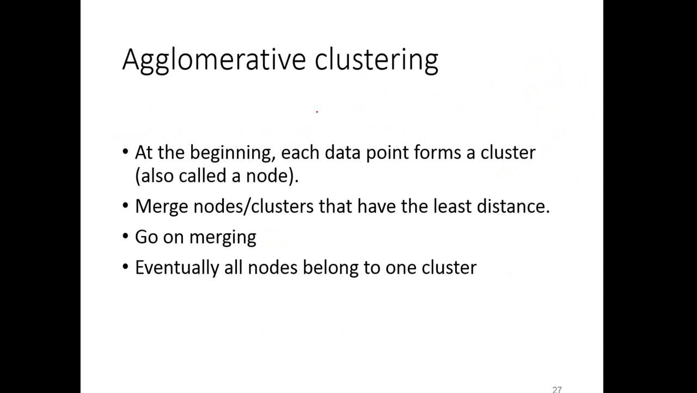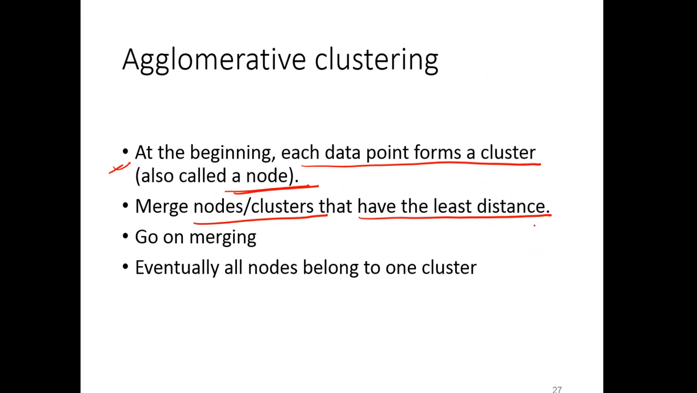So whatever I've just demonstrated, it's just written in different points. At the beginning, each data point forms a cluster, also called a node. Merged nodes are clusters that have the least distance. The closest clusters, you just merge them. You keep on merging in each iteration until you have just one cluster, and then you form the dendrogram. You just form the different steps of how you kept on merging.